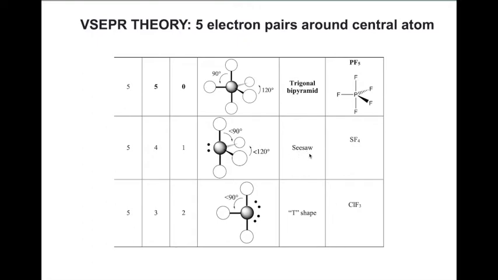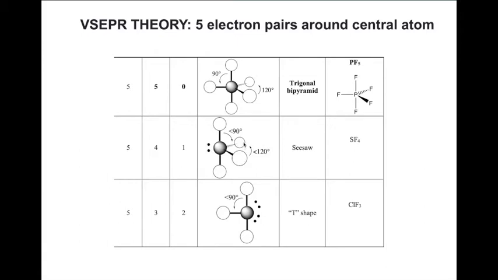It's sort of like a seesaw. It also could be called a teeter-totter or sawhorse. Lots of creative names for this. All right. And SF4 is a good example of this, sulfur tetrafluoride, where those fluorines are all in these positions out here.